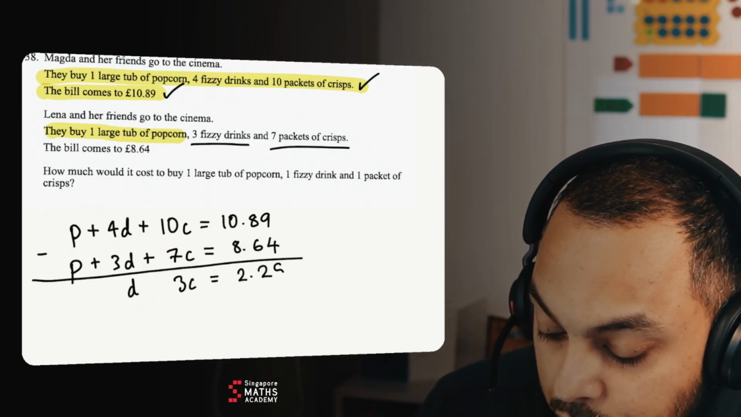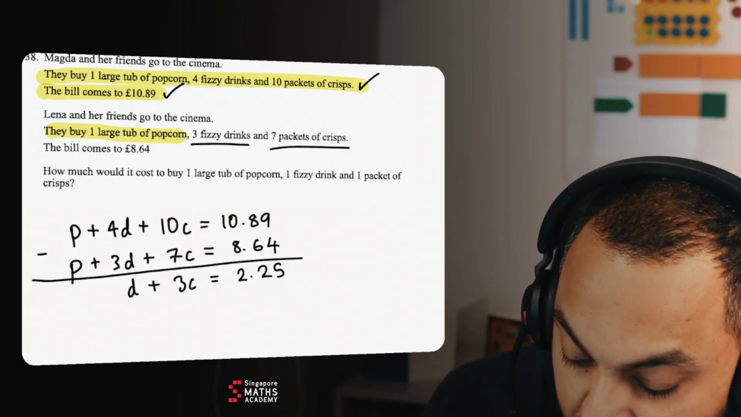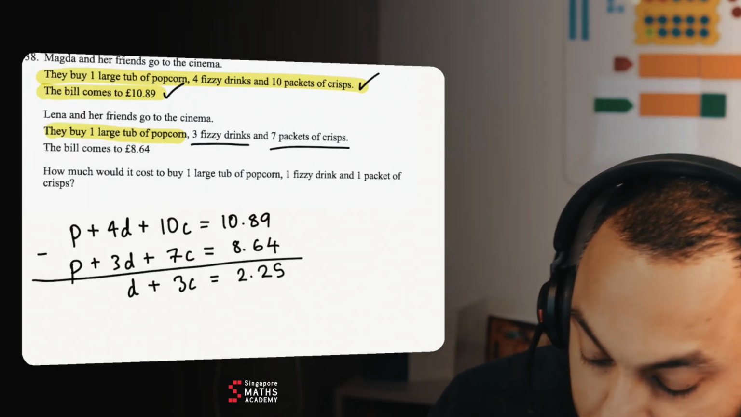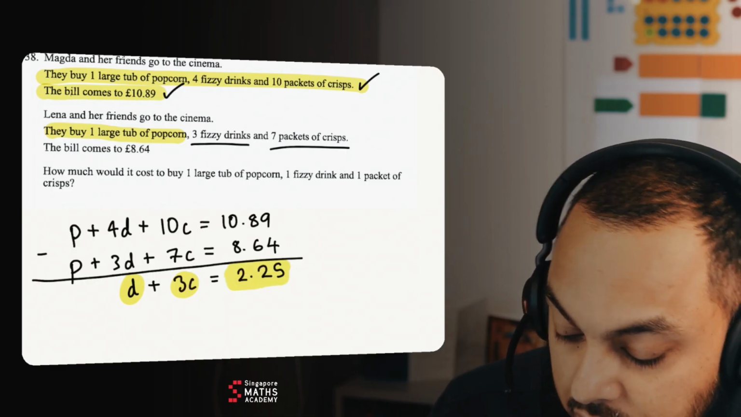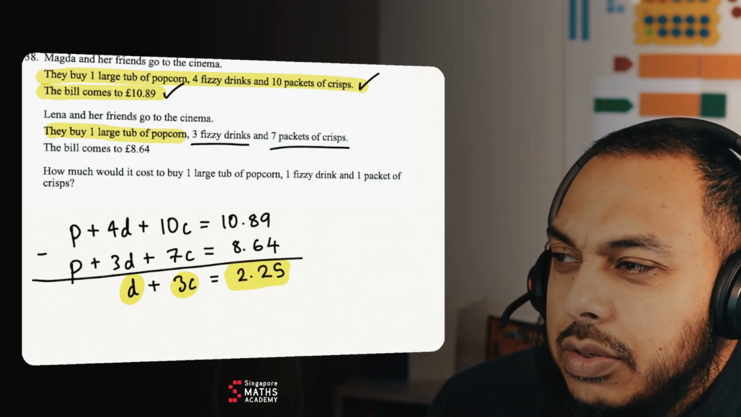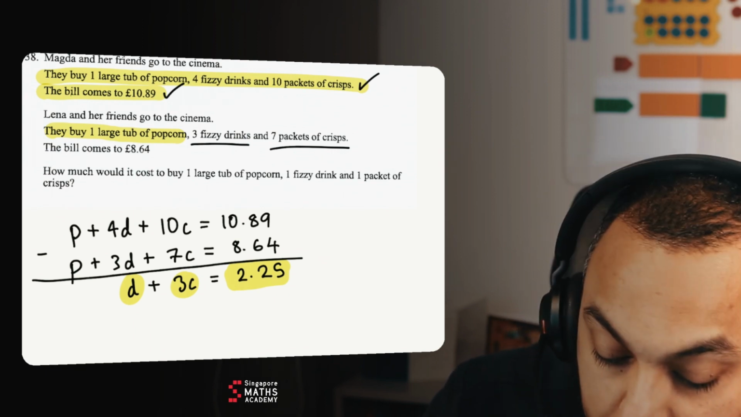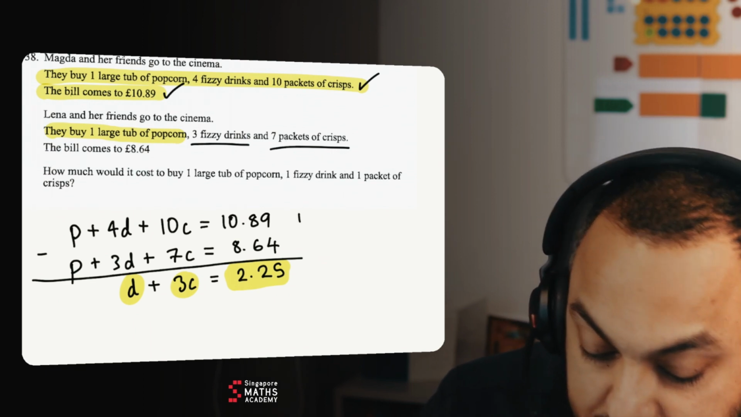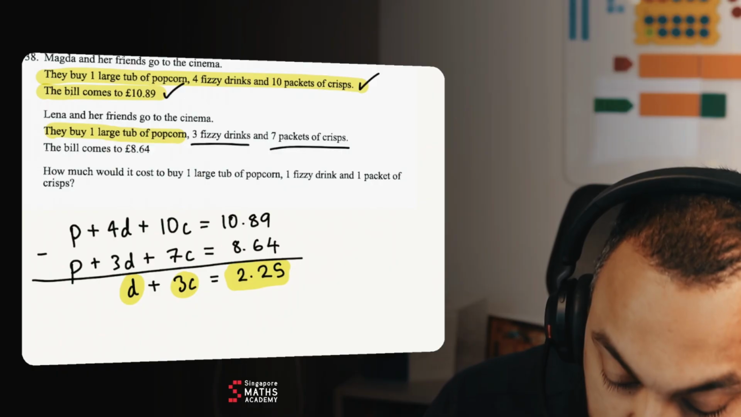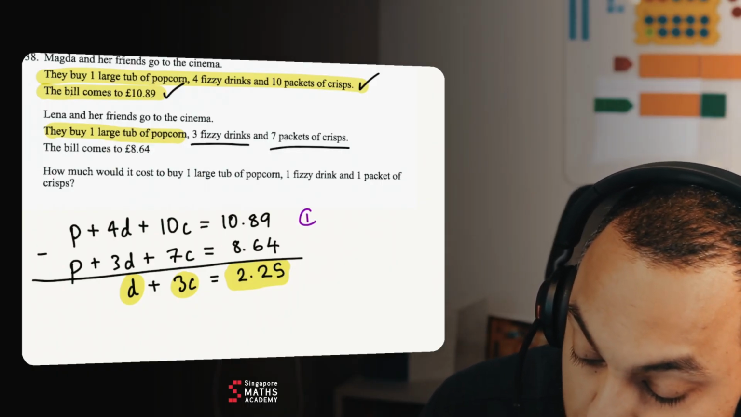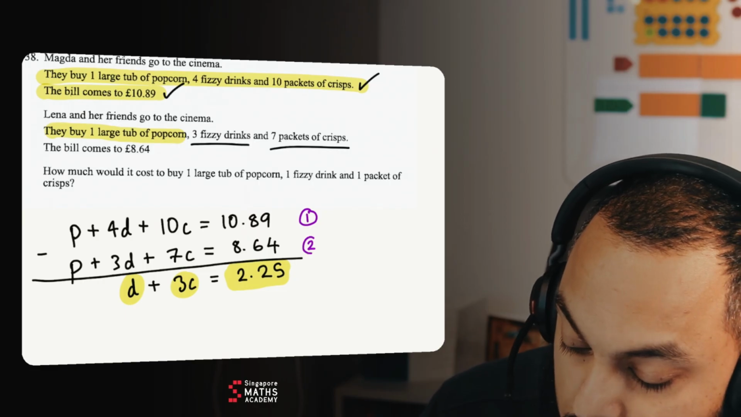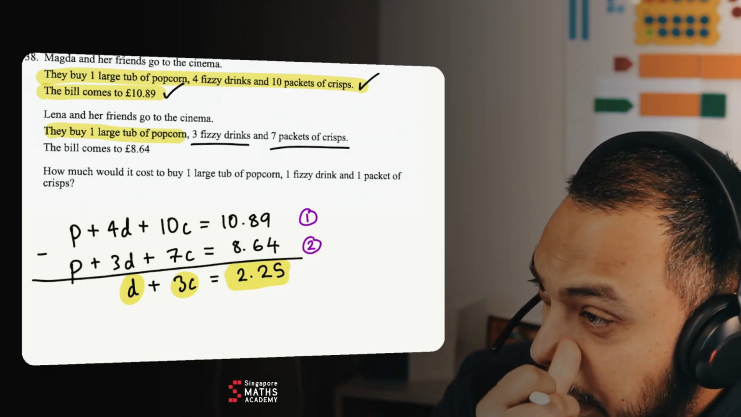So that means for us that 1 drink and 3 crisps is £2.25. Is that okay? Okay, cool. So I'm going to call this, in a different colored pen, equation 1. This is equation 2. Okay, does that make sense?